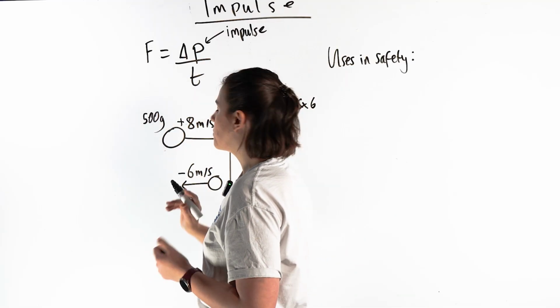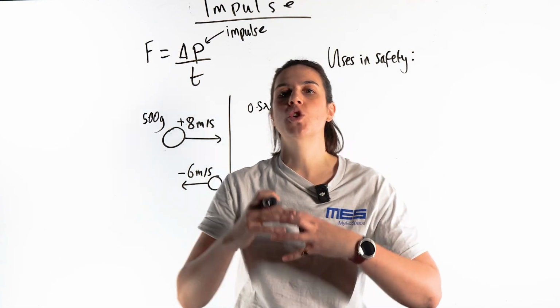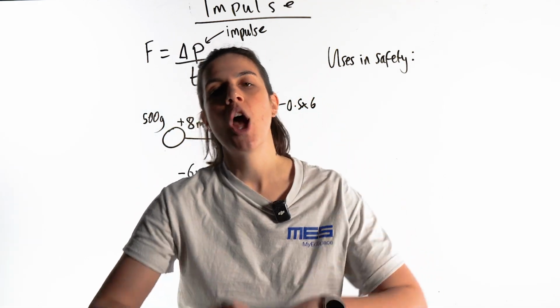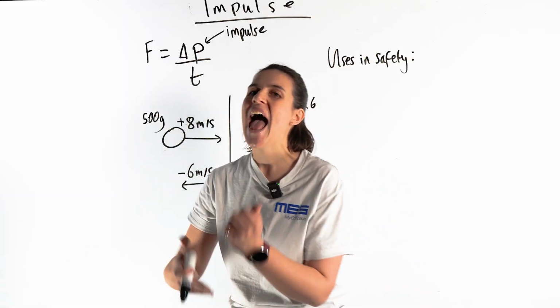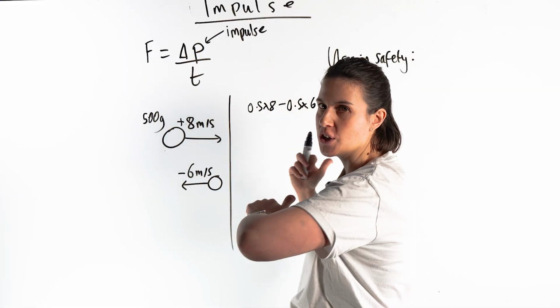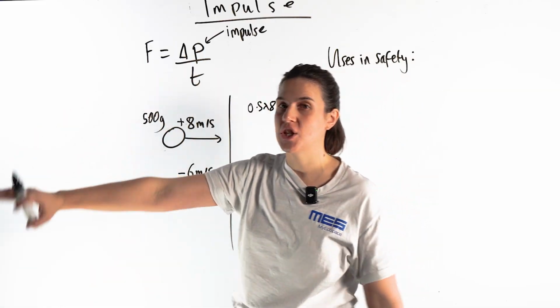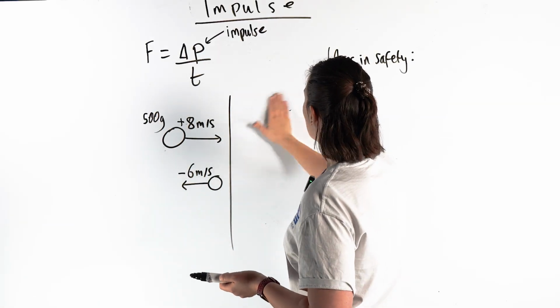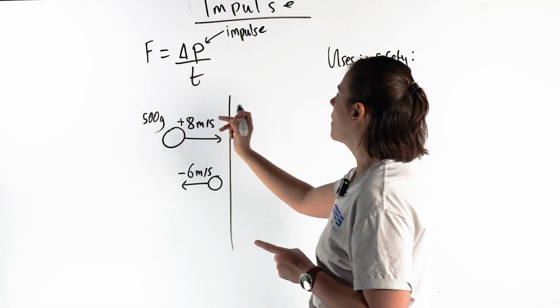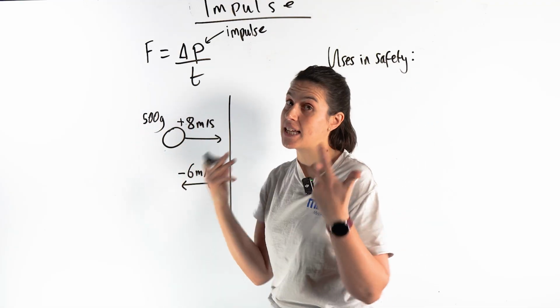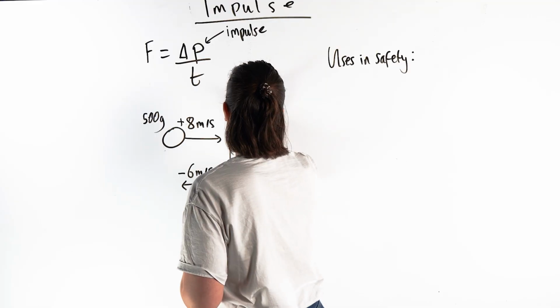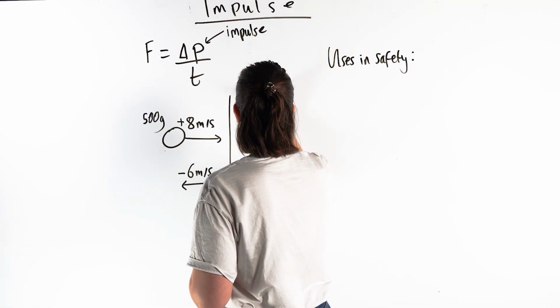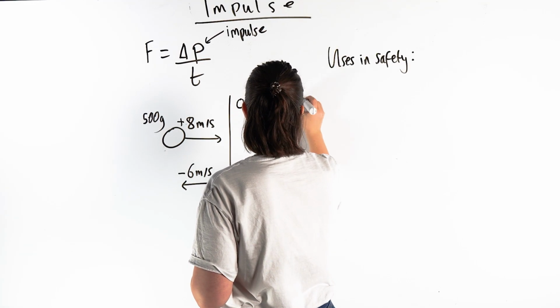6 going to the left would be negative, because remember, we're talking about velocity when we're talking about momentum. Direction matters. Anything moving to the right has a positive velocity. Anything moving to the left is going to have a negative velocity. So my way of working out the change in momentum is going to be, I need to turn this 500 grams into kilograms. That's why we're using 0.5 times 8 gives me 4 kilogram meters per second.